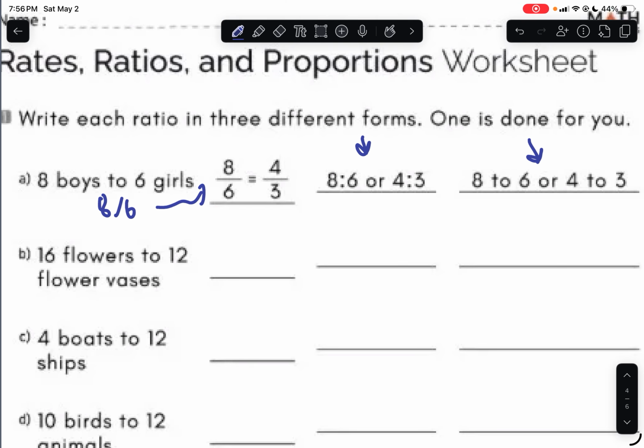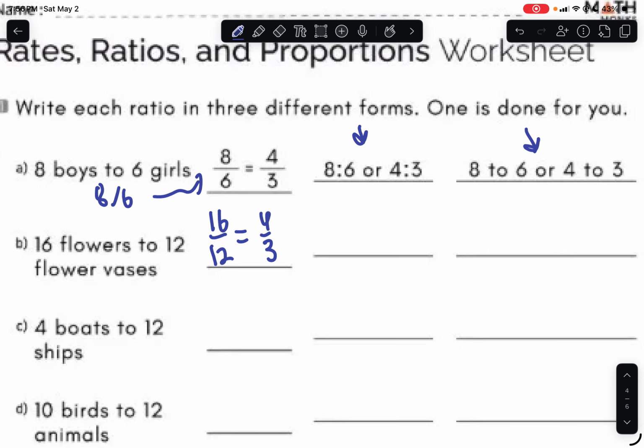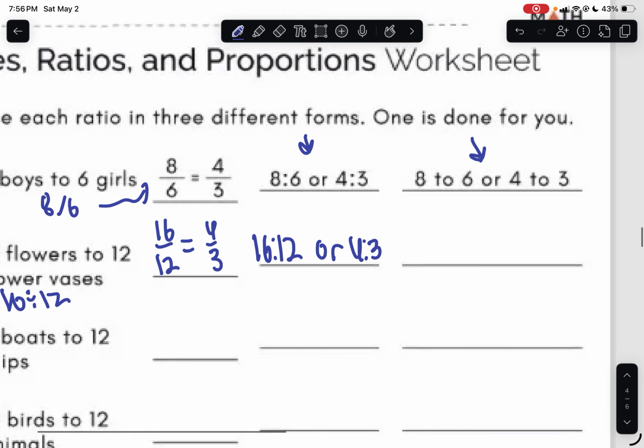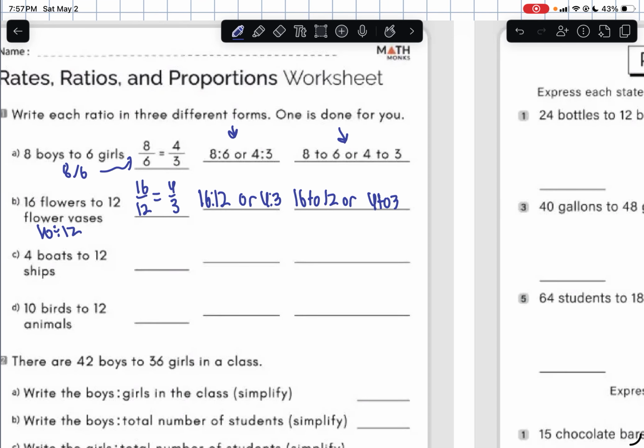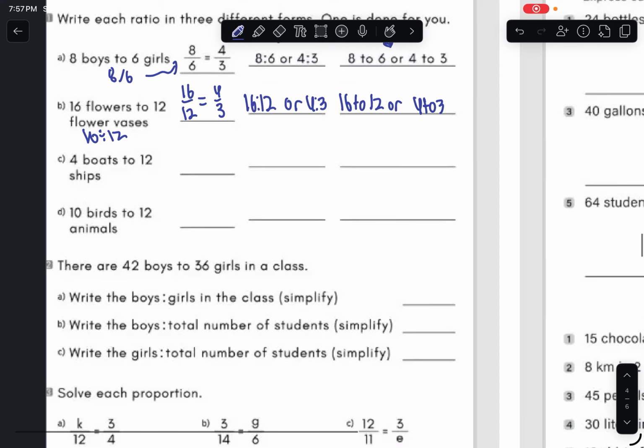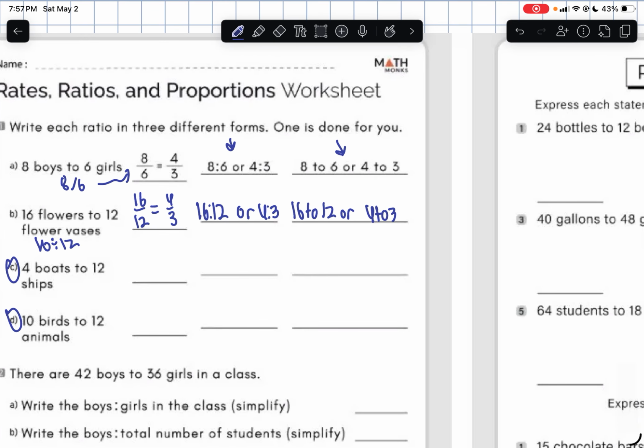So 16 flowers to 12 flower vases. This is going to be 16 to 12. And then if we simplify this, it becomes 4/3. That's just 16 divided by 12, and then I made it into a fraction. As a ratio, this is going to be 16 to 12 or 4/3. And then as a proportion, it is 16 to 12 or 4/3. So the purpose of this is, again, just to make that connection between fractions, proportions, and ratios. It's good practice. I'm going to leave those last 2 for you because I don't think this is too hard.